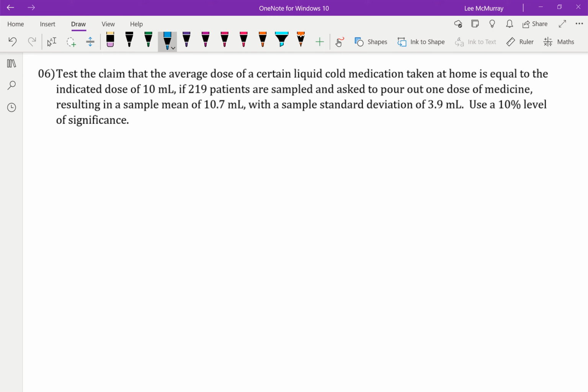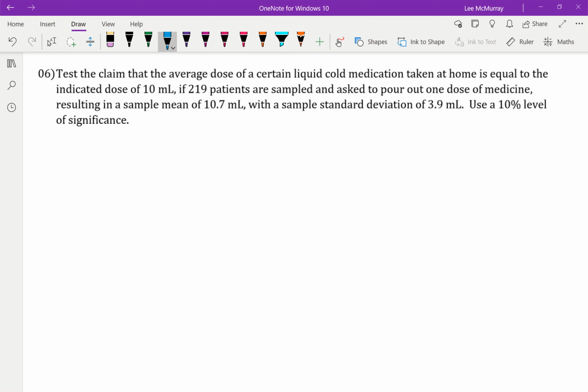No worries. Okay, so number 6 says, test the claim that the average dose of a certain liquid cold medication taken at home is equal to the indicated dose of 10 mils. If 219 patients are sampled and asked to pour out 1 dose of medicine, resulting in a sample mean of 10.7 mils with a sample standard deviation of 3.9 mils. And we're going to use a 10% level of significance to test that.